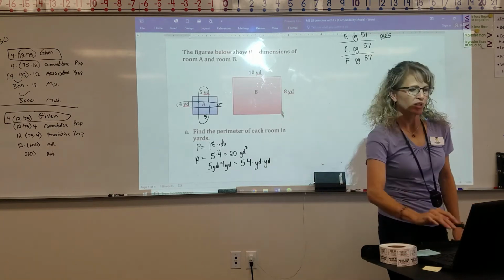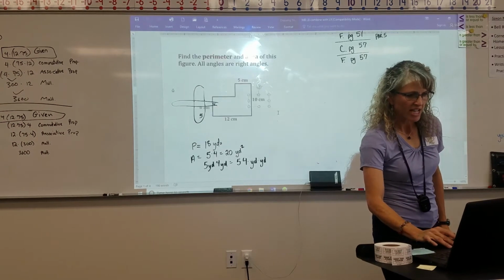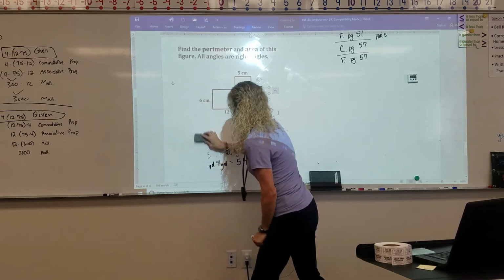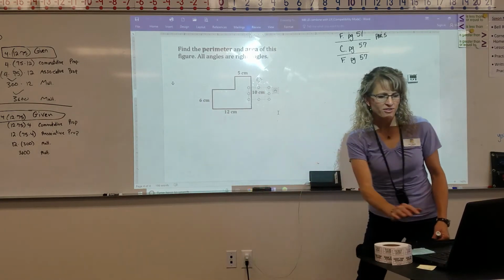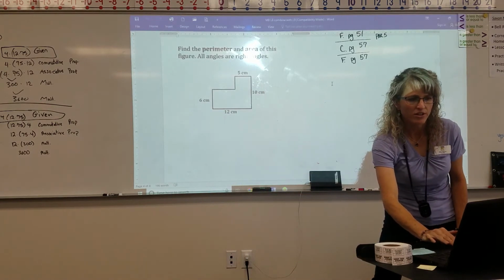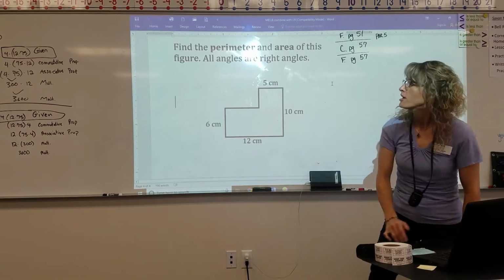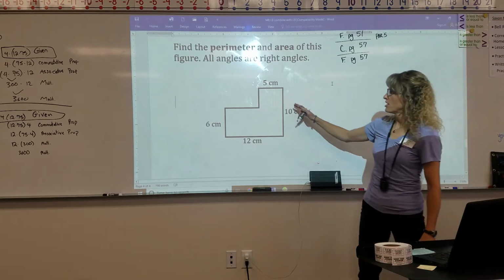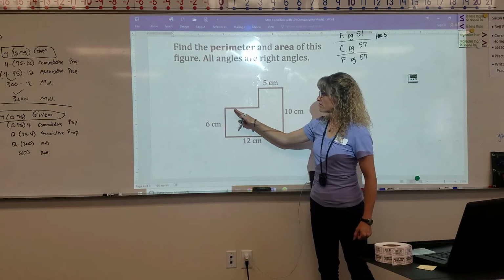We're going to skip the big one just for time because it's kind of a long lesson. Okay, this is your favorite. I know it is. We're going to find the perimeter and area of this irregular figure. I'm going to make it a little bit bigger. Find the perimeter and area of this figure. All angles are right angles. So 10 by 12 by 6 by.